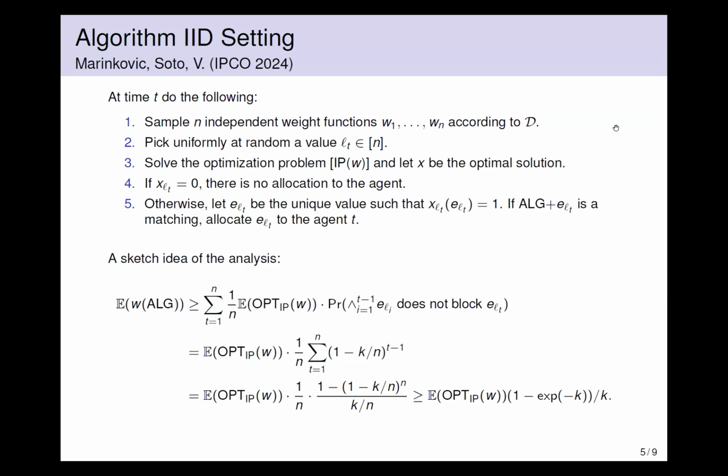Plus one more filter, which is keeping feasibility. This is the one more filter that I have to add, because maybe the IP is saying you should allocate the bundle to the agent, but then when I want to include it in my solution, maybe it's intersecting a previous bundle. So as long as it remains a matching, I can allocate it.